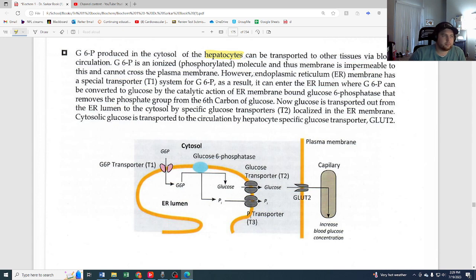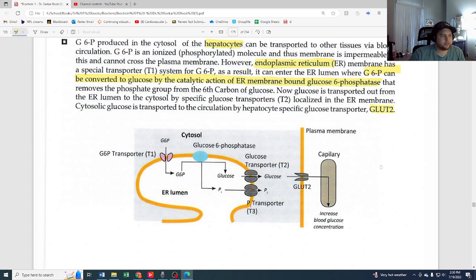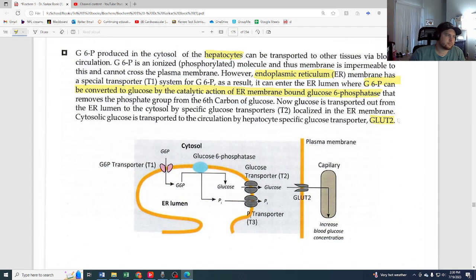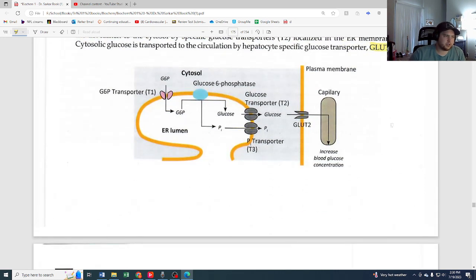So remember, a big key thing: it is in the endoplasmic reticulum of the hepatocytes that G6P can be converted to glucose by glucose 6-phosphatase. Now, glucose is transported out from the ER lumen to the cytosol by specific glucose transporters localized in the ER membrane, and the cytosolic glucose is transported to the circulation by the hepatocyte-specific glucose transporter GLUT2. Pretty standard procedure there.